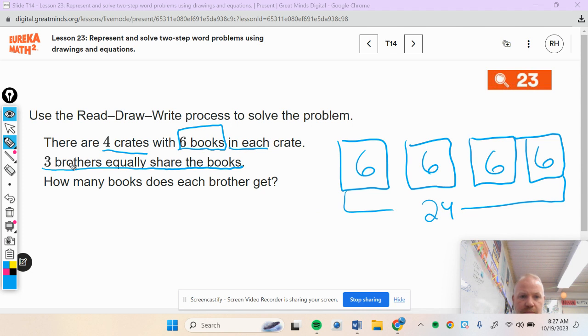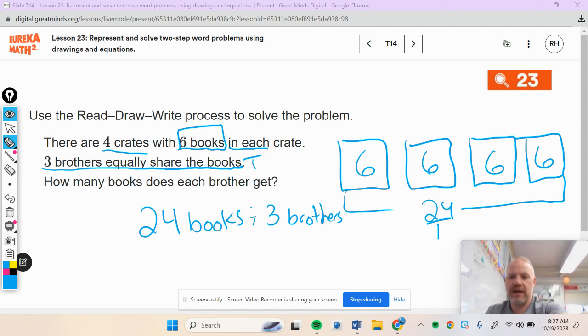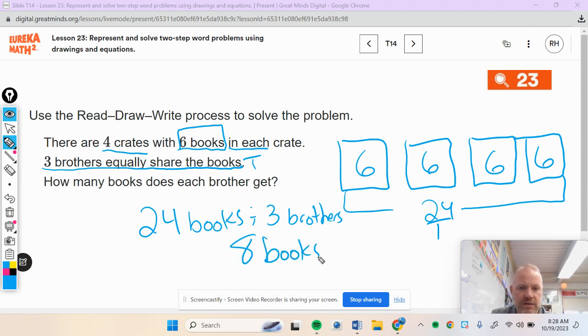Now it says 3 brothers equally share all the books. So they're going to share the total. Well, here's the total. So this is a 2-step word problem. You have 24 books, and you're dividing by 3 brothers. And the question is, how many books do they get? So we count by our 3s: 3, 6, 9, 12, 15, 18, 21, 24. And that would be 8 fingers, which is 8 books. So then we would say they each get 8 books.